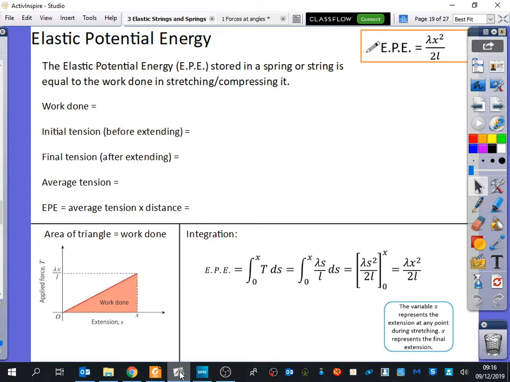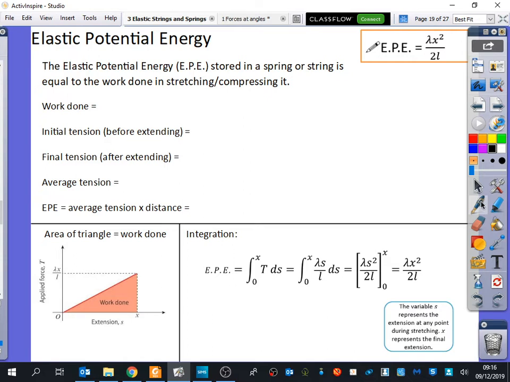And what we will be adding in now is EPE, elastic potential energy. And here it says that the elastic potential energy stored in a spring or string is equal to the work done in stretching or compressing it. It kind of makes sense, doesn't it? If you're doing work to make a string get longer, or to make a spring get smaller, whatever energy you're using must be the energy that the thing has, because the energy from your hands that are squeezing it is being put into the spring.